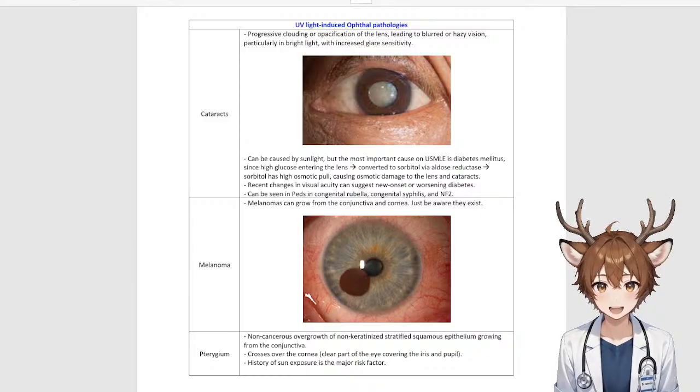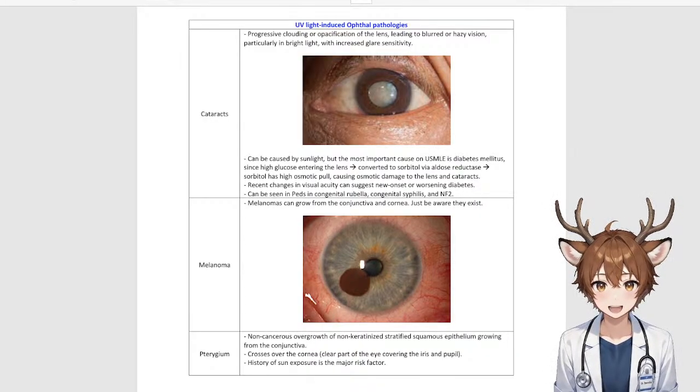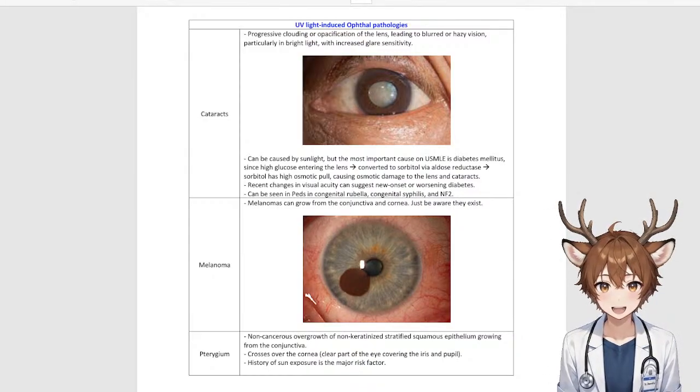Melanomas can grow from the conjunctiva and cornea, just wherever they exist. That's interesting. Okay, melanomas of the eye. That's pretty crazy.